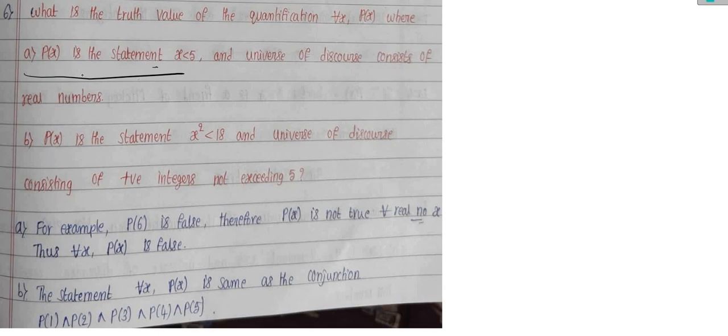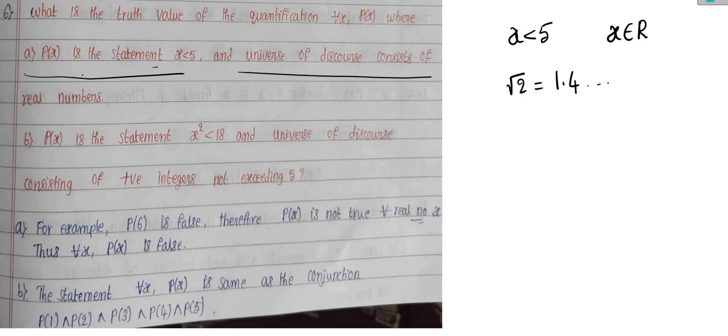So observe, here x is less than 5. So this is the statement. We want to take x as a real number, x belongs to R. Observe, real numbers means negative integers, positive integers, fractions, irrational numbers, all those. If we take root 2, the value of root 2 is 1.4 something. This is less than 5. If I take a negative integer, minus 1 is less than 5. If we take 1, it is also less than 5. 2 less than 5, 3 less than 5, 4 is also less than 5.